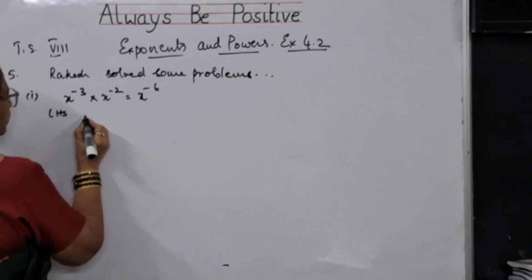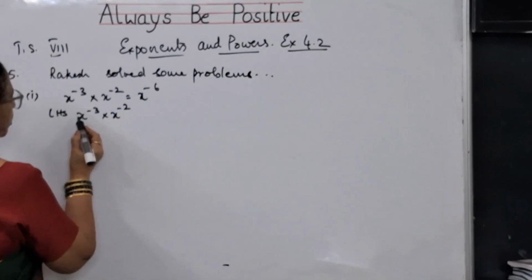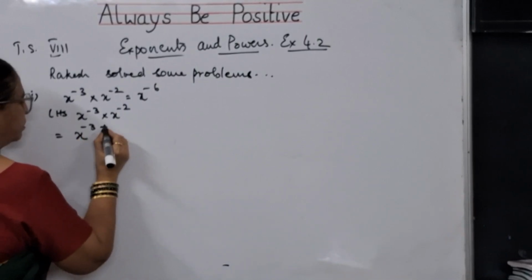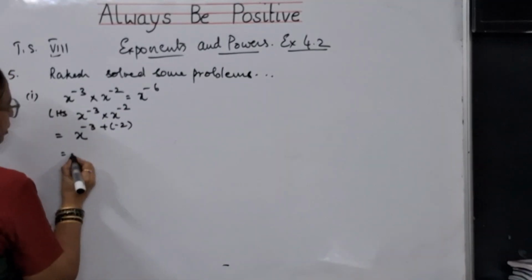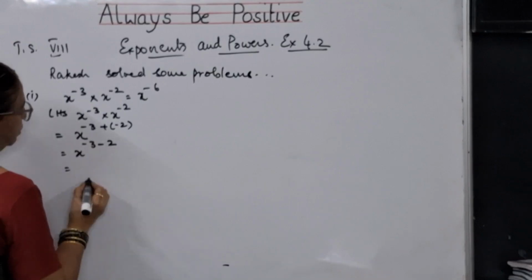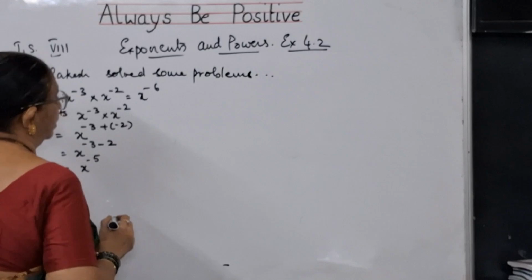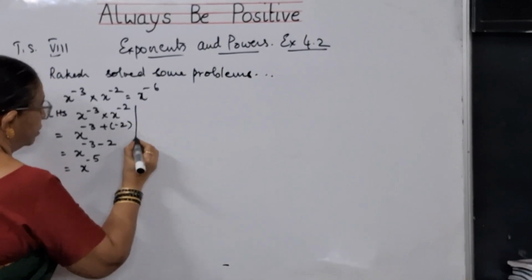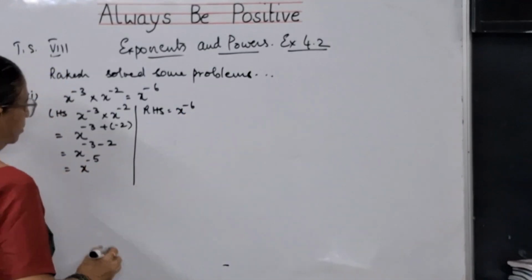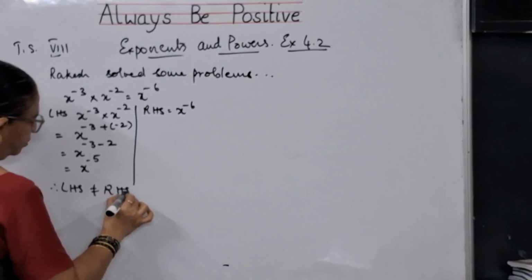So let me take LHS. X to the power of minus 3 into x to the power of minus 2. Bases are same and multiplied, so power should be added. X to the power of minus 3 plus minus 2. So how much I am getting? X to the power of minus 5. But what is RHS? RHS is x to the power of minus 6. So we will be saying that LHS is not equal to RHS.